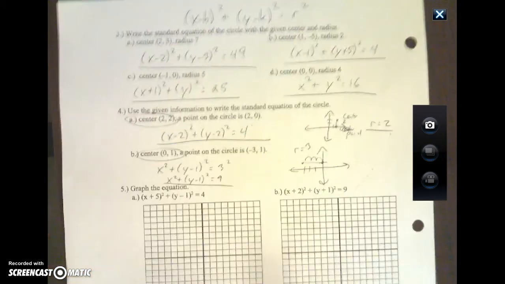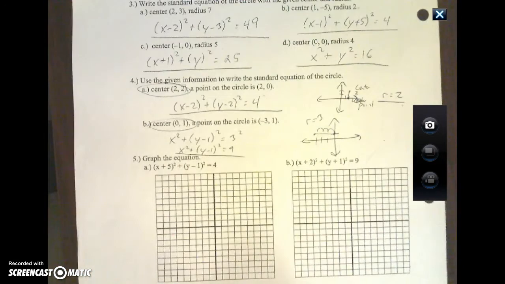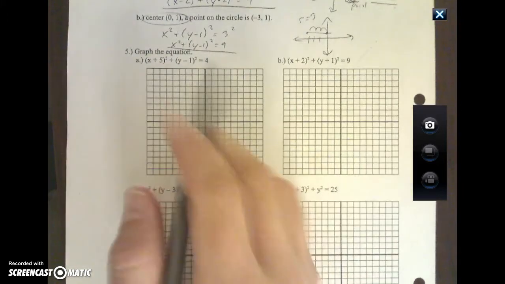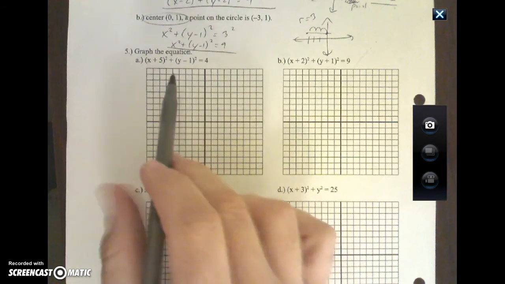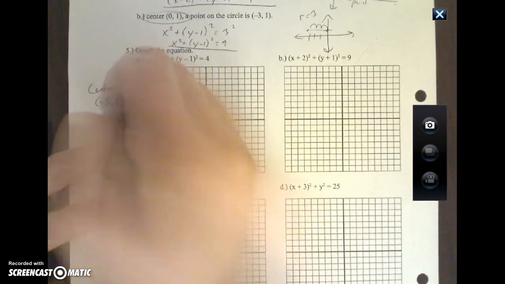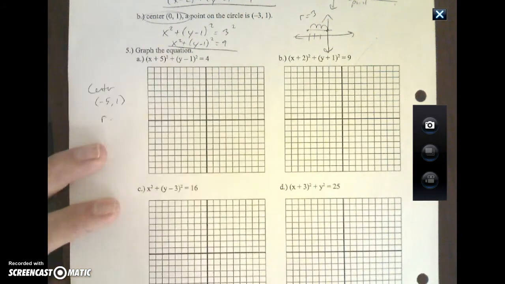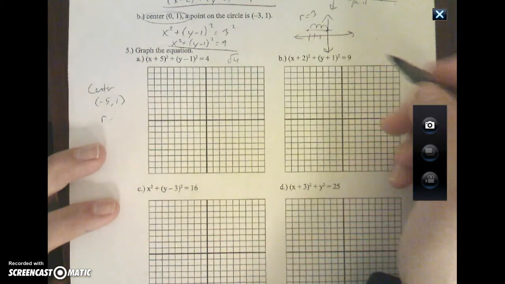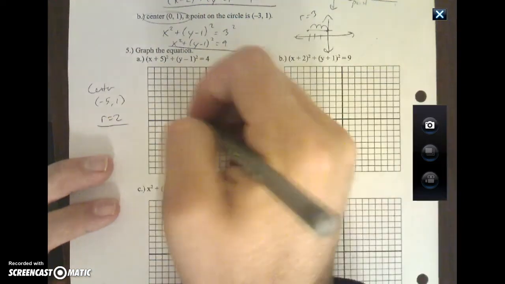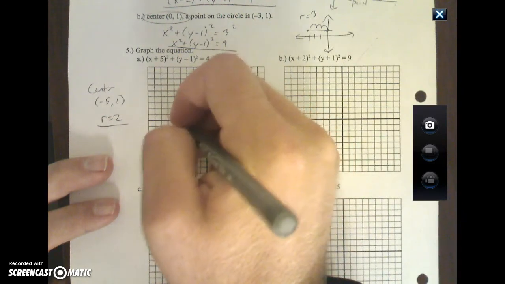There we go. Okay. Finally, I think graphing is the nicest thing about this entire section. You're picking out your center. This is the first part of the notes. The center is reverse, reverse, opposite, opposite rather. So -5, +1. And then the radius is the square root of the last number. So what's the square root of 4? 2. So -5, 1, 1, 2, 3, 4, 5, up 1.